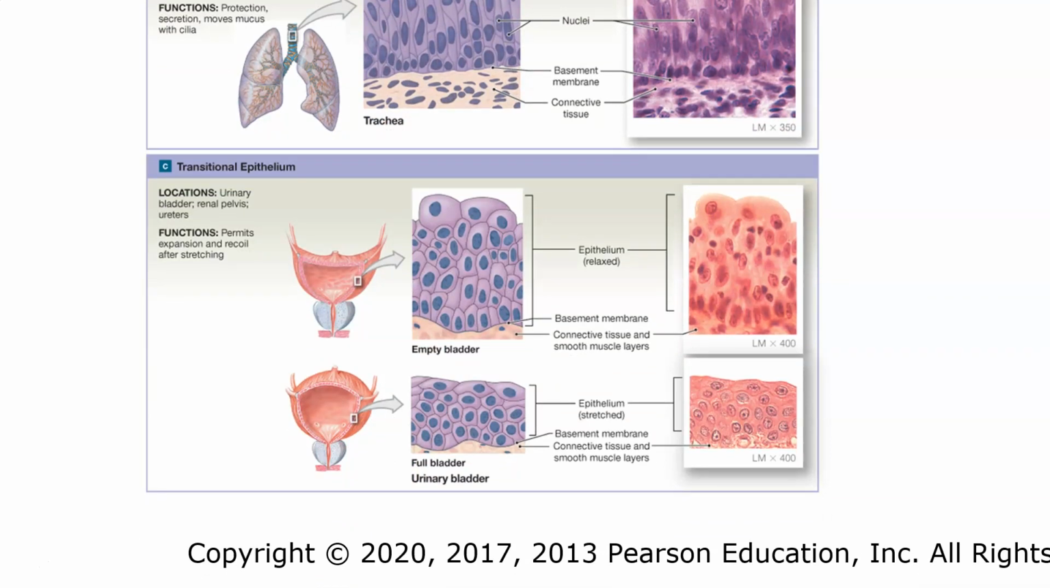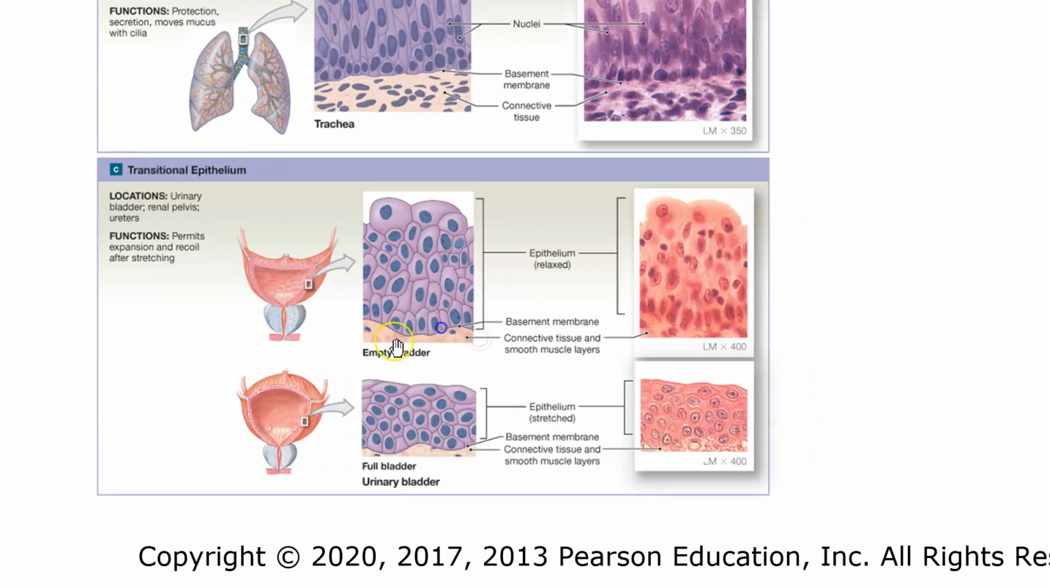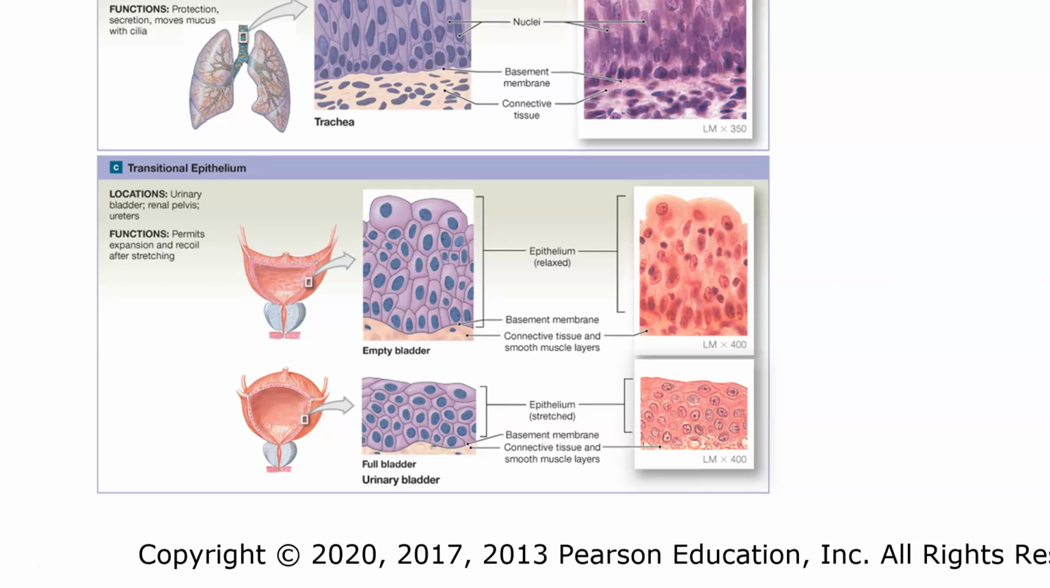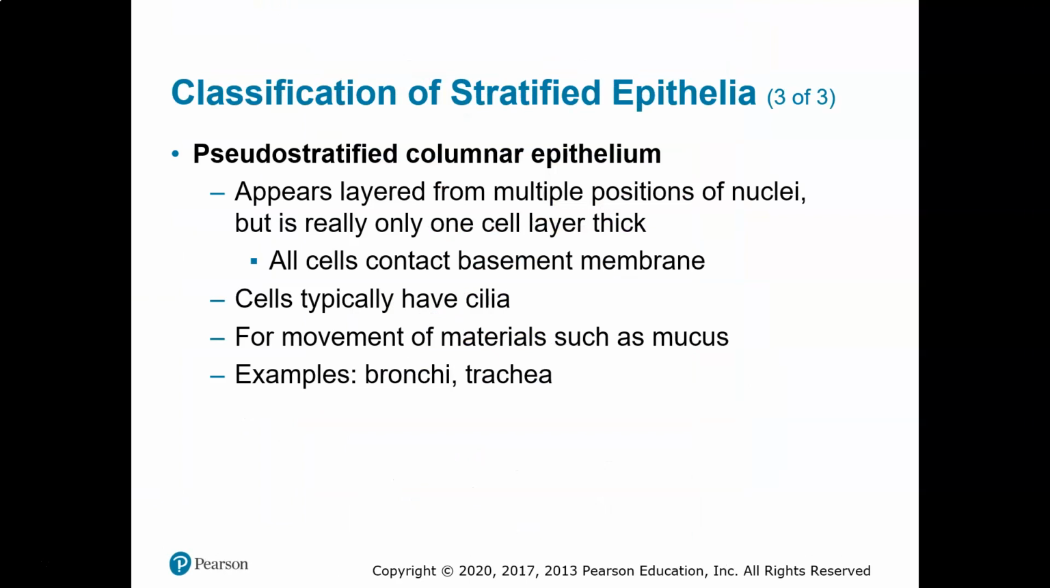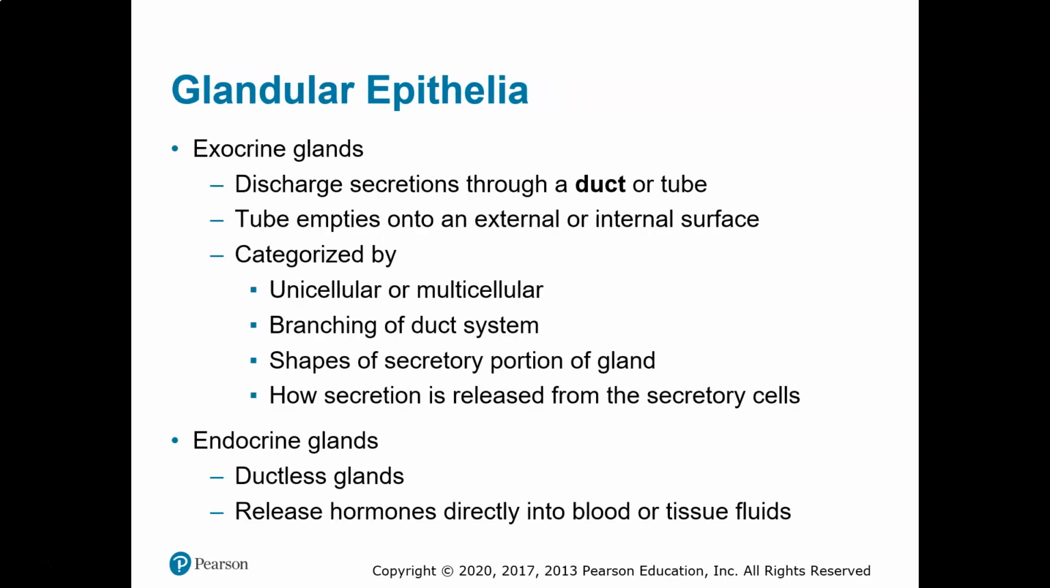Transitional epithelium appears to be cuboidal or columnar when the tissue is unstretched. In other words, an empty bladder. The cells look a lot taller, but then whenever the tissue stretches, the cells look a lot thinner and flatter, so they may look more squamous or cuboidal. So any tissue that does a lot of stretching will contain transitional epithelium. A pseudostratified columnar, we just talked about that, and transitional.